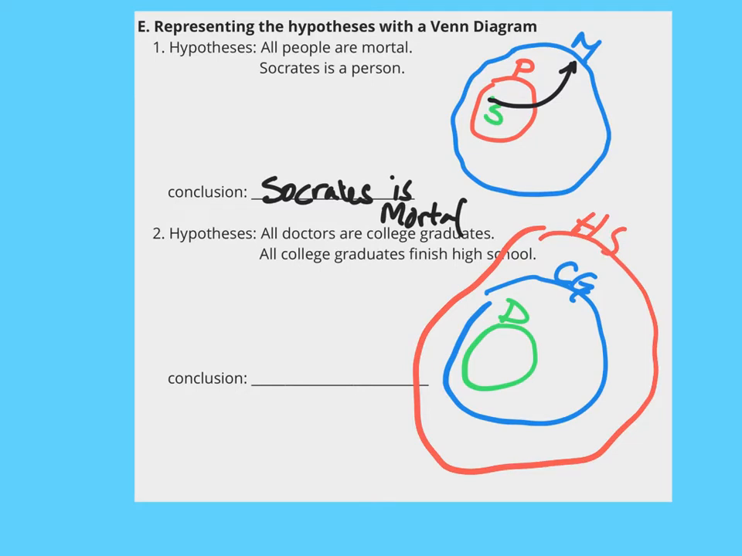So then the conclusion that we can make is, we already know that doctors are college graduates, and we already know that college graduates finish high school, so we're going to link doctors to high school, and so we're going to be able to say that all doctors finish high school. So our conclusion is all doctors finish high school.